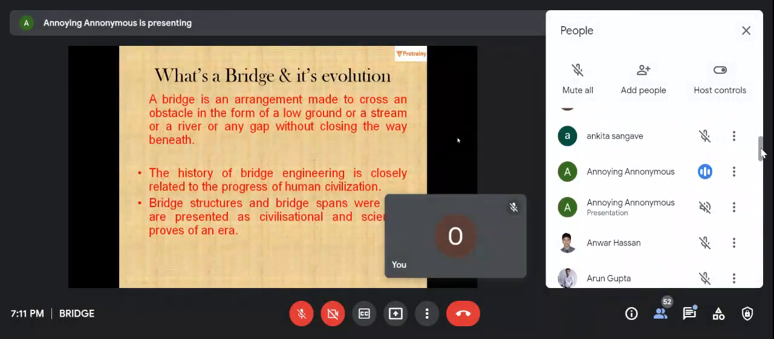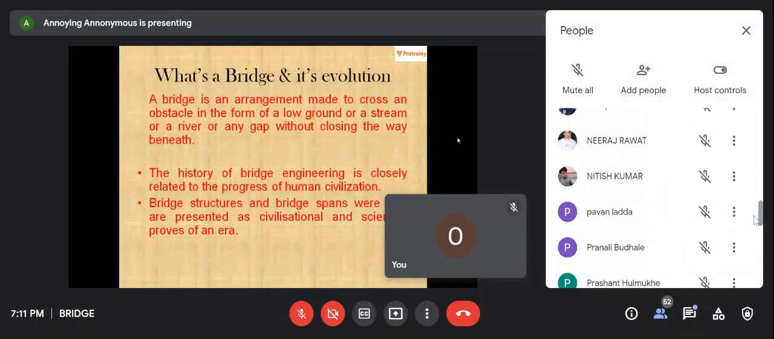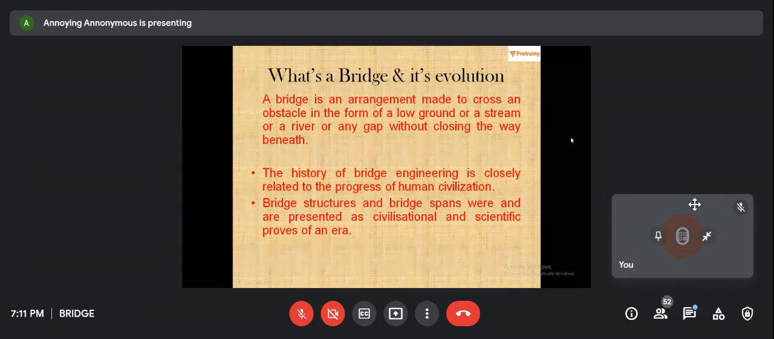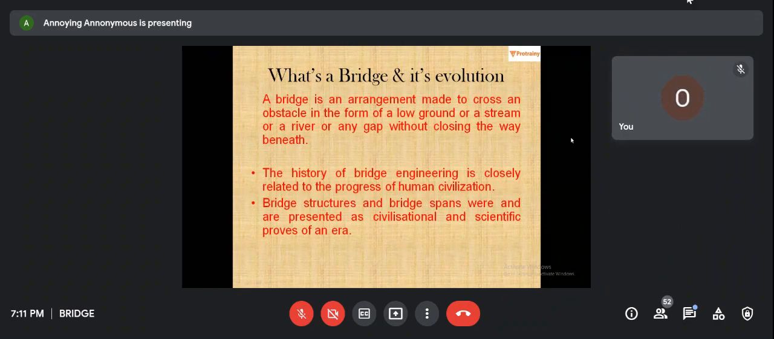Bridge structures and bridge spans were and are presented as civilizational and scientific prowess of an era, right?